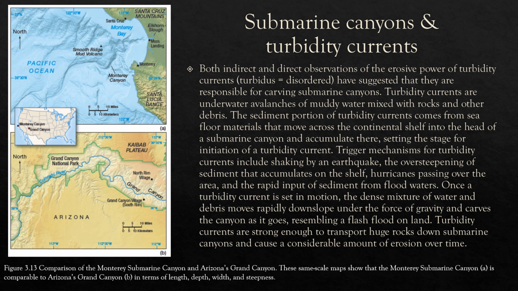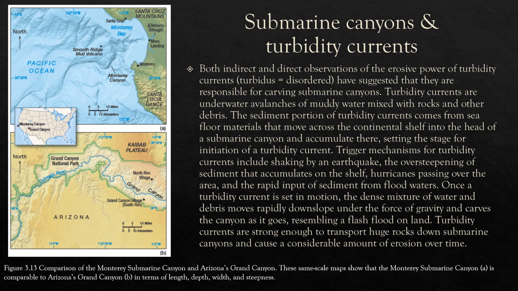Trigger mechanisms for turbidity currents include shaking by an earthquake, oversteepening of sediment that accumulates on the shelf, hurricanes passing over an area, and the rapid input of sediment from floodwaters. Once a turbidity current is set in motion, the dense mixture of water and debris moves rapidly downslope under the force of gravity and carves the canyon as it goes, resembling a flash flood on land.